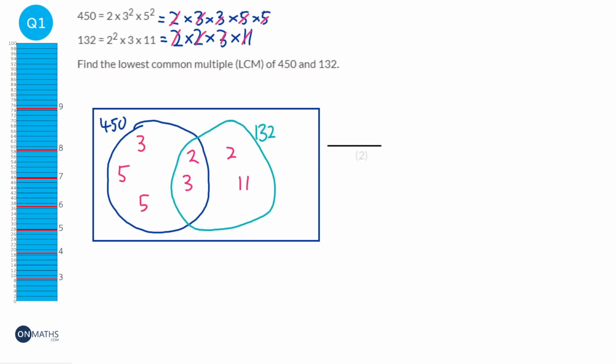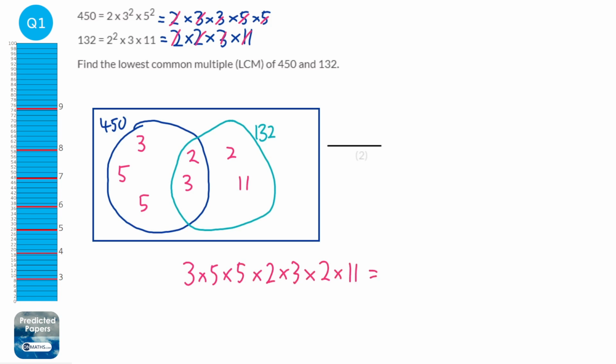Now to find the lowest common multiple, what you do is you just multiply all these numbers together and that will give you the lowest common multiple. So we're going to do 3 times 5 times 5, which are the numbers on the left, times 2 times 3, which are the numbers in the middle, times 2 times 11. And when we do that, we get 9,900. And that's it. So our answer is 9,900.